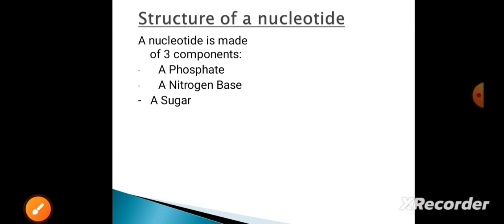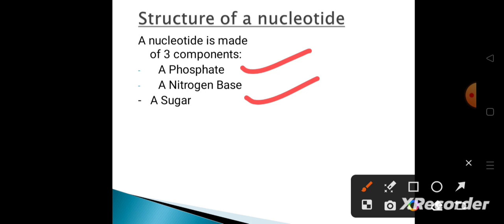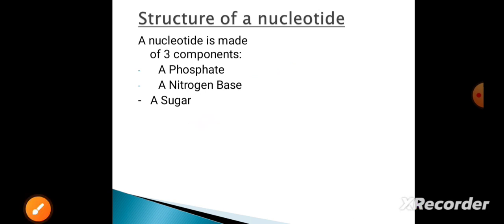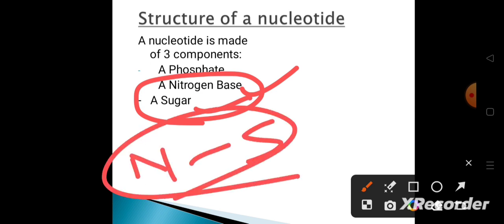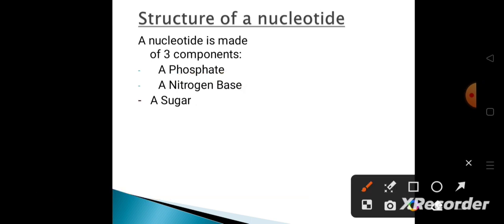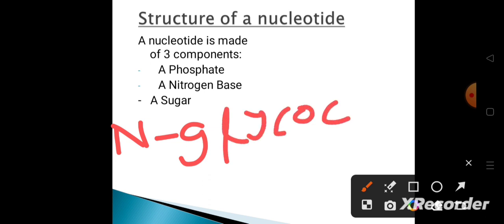Okay. Now, as I said, the nucleotide is made up of three parts. What are the parts? Phosphate, nitrogenous base and sugar. Now, from these three components, the nitrogenous base is linked to a pentose sugar. The nitrogenous base is linked to the sugar by a bond which is called N-glycosidic bond or linkage.